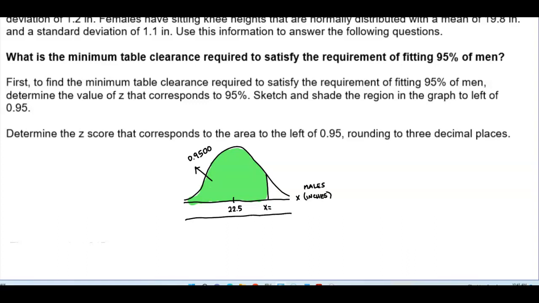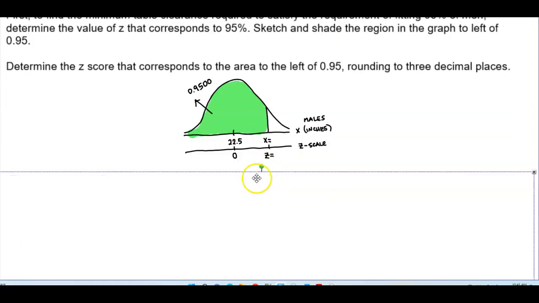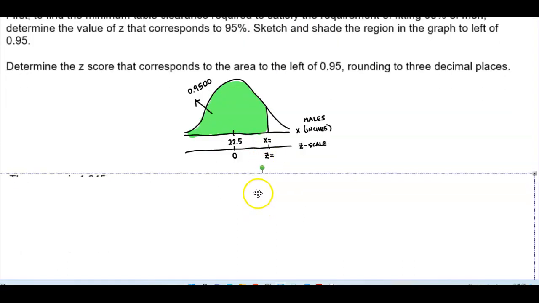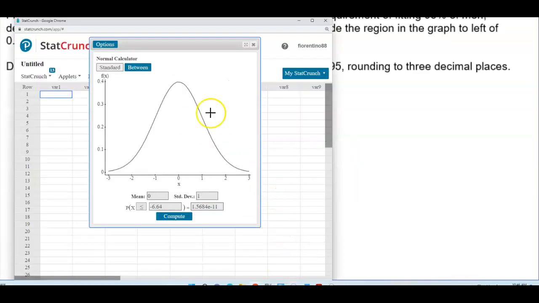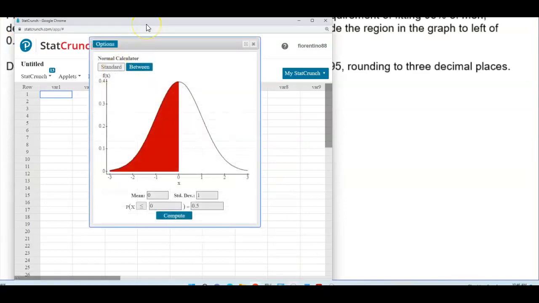So we want to now put in the z-scale. The z-scale is going to have a mean of 0, and we first want to find the z-score that is associated with the value of x. So what we're going to do now is open up StatCrunch. If you already had something else before, my recommendation is always to select refresh so you can start over.